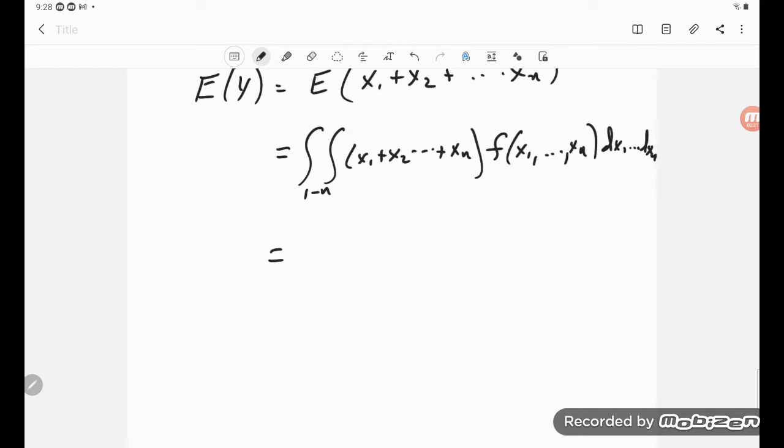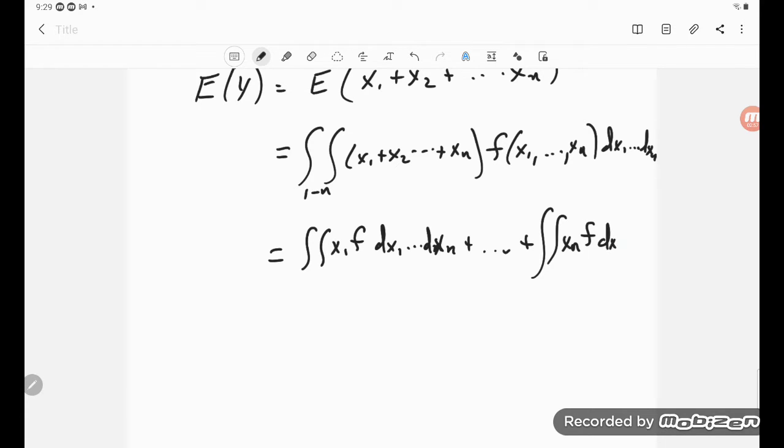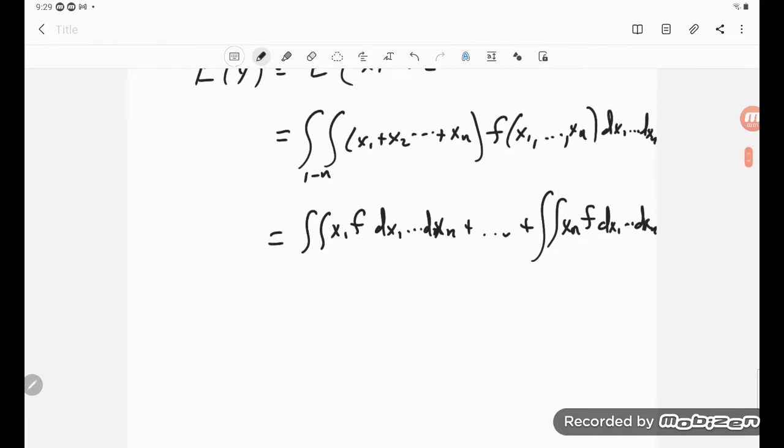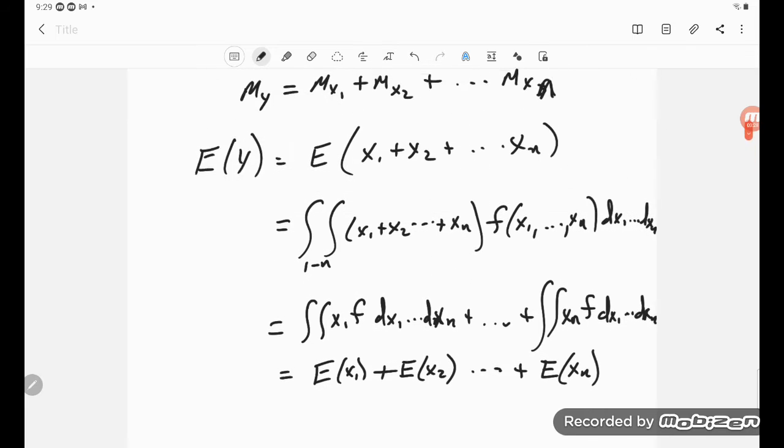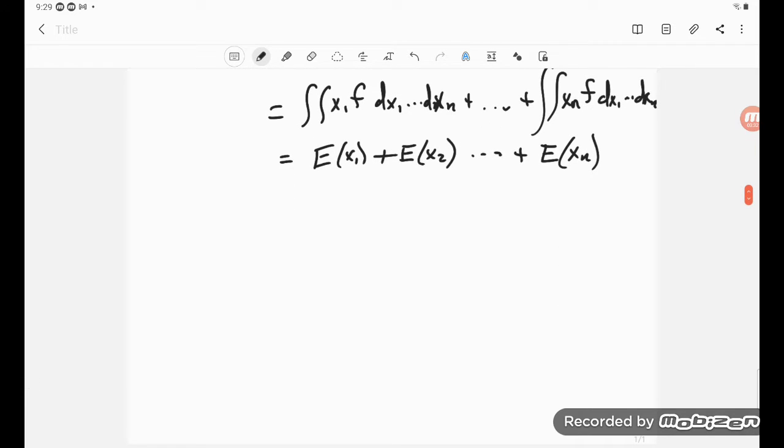But these are just sums, so we can break this up into a bunch of separate integrals. So I've got the integrals with x1 and f, and I'm just going to write f there, and dx1 to dxn, plus, plus the integrals with xn and f and dx1 to dxn. Okay, so we just have each of those. And if we order our integrals correctly, in every case, this just ends up becoming the expected value of x1 plus the expected value of x2 for the next one, all the way down to the expected value of xn. So not anything real big there, it just works out nicely.